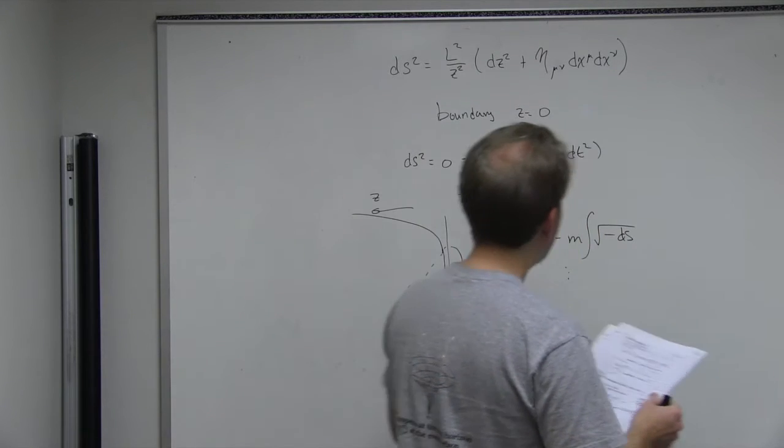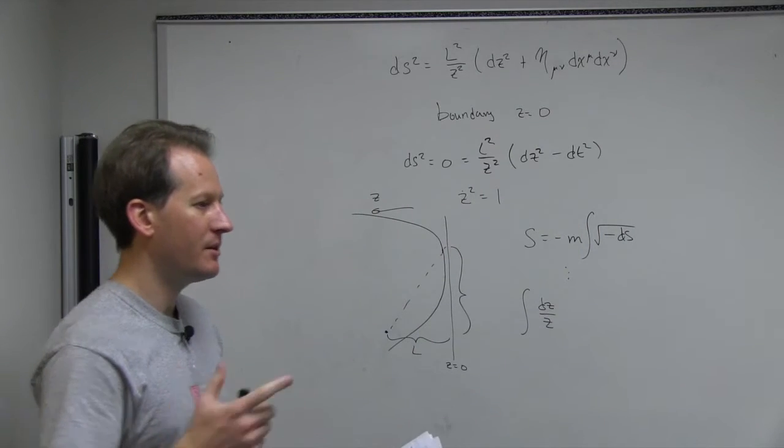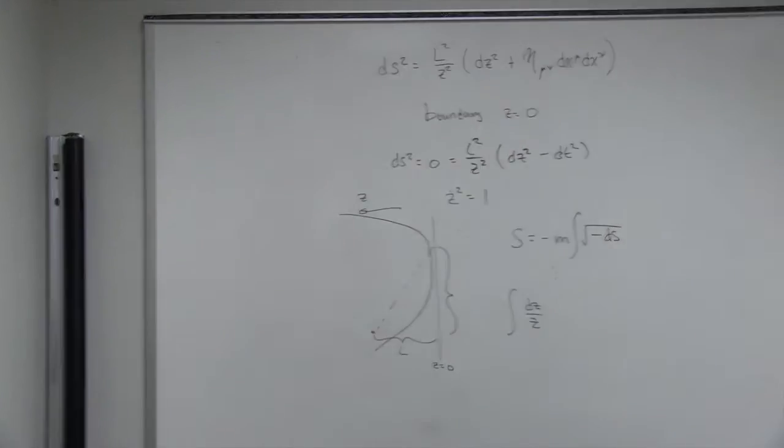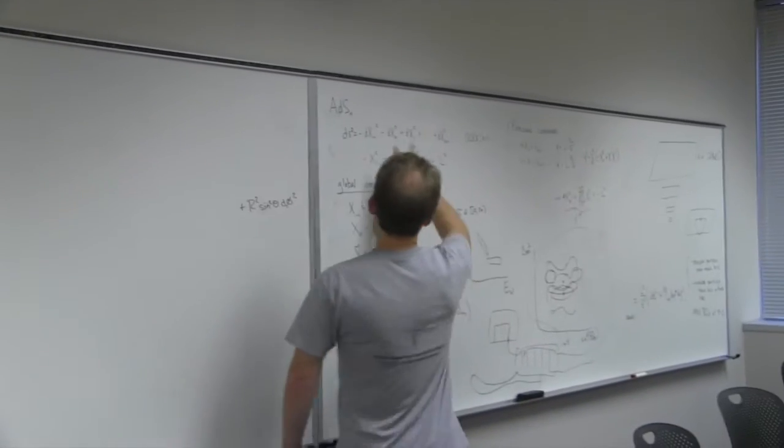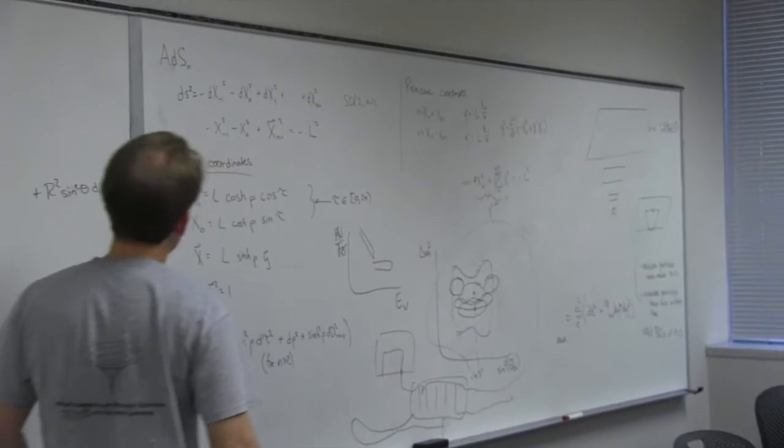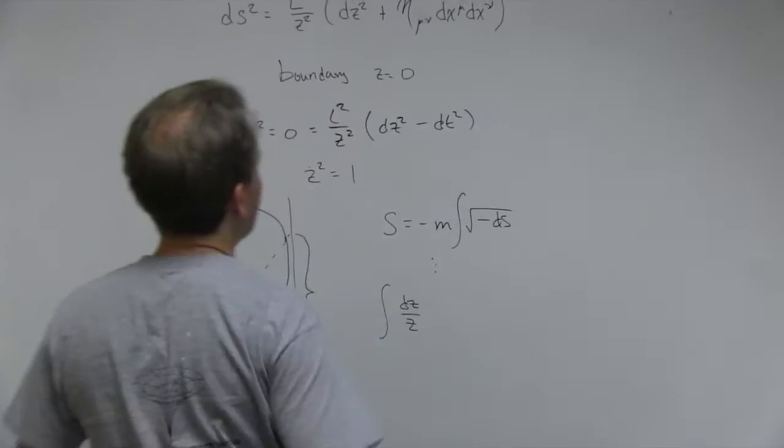Okay, so then what are the isometries? How do you understand this SO(2,4) symmetry that was obvious when we embedded it in this higher dimensional space, in Poincare coordinates?